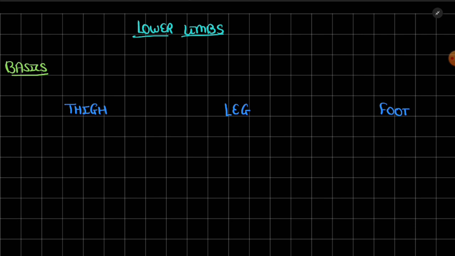The basics of lower limb are thigh, leg, and the foot. So, what is the thigh? Thigh is the part which extends from your hip joint till the knee joint. Leg is the part which extends from the knee joint towards the foot or towards the tarsal joint. Then the foot is from the tarsal joint to your phalanges.